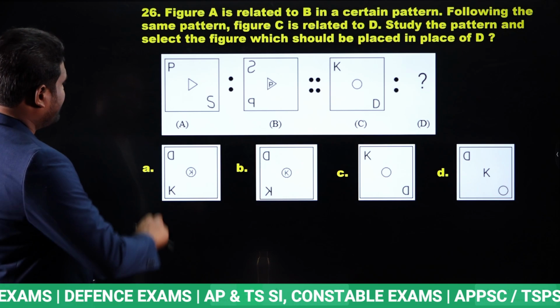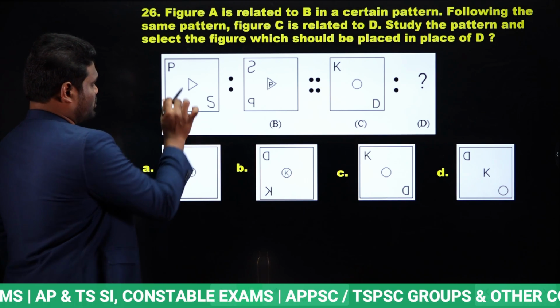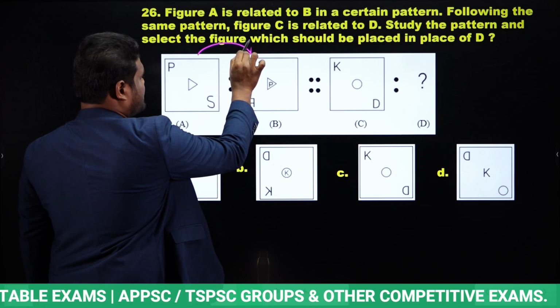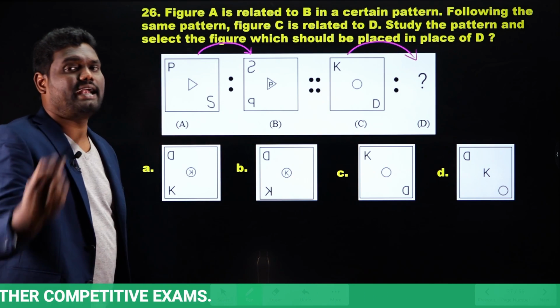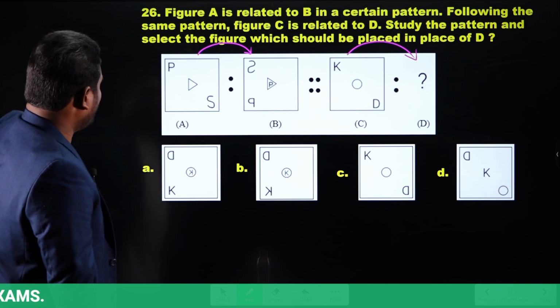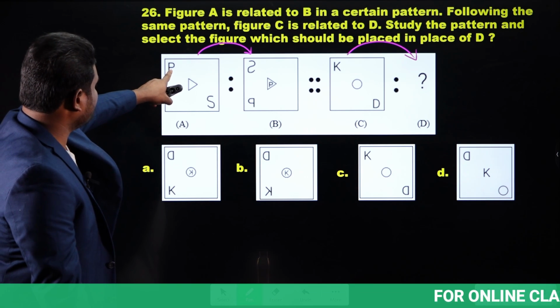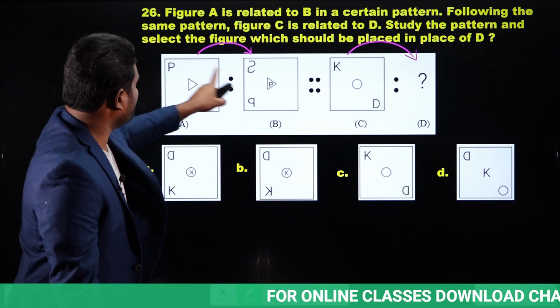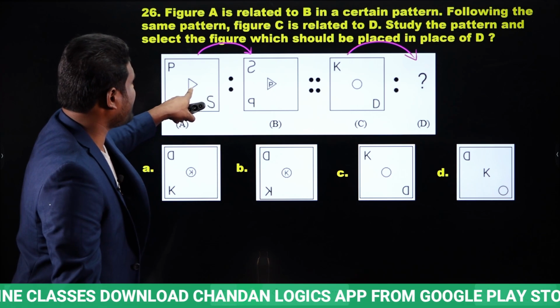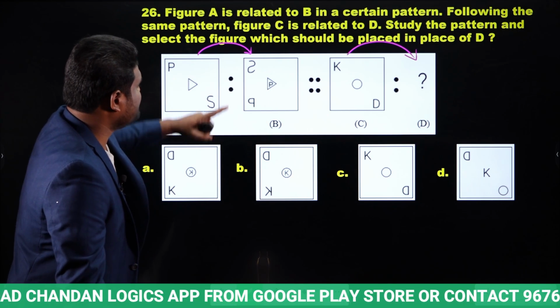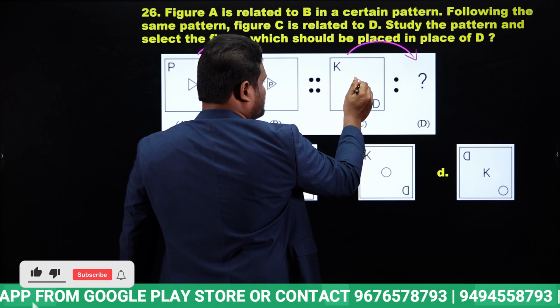Next one. This one is an analogy based question. So we need to know what the logic is here. The same logic we need to apply here also, and we need to say what the right answer is. Is that clear? Now look here. P is here. From here to here if you observe, P came to this triangle. Yes or no?